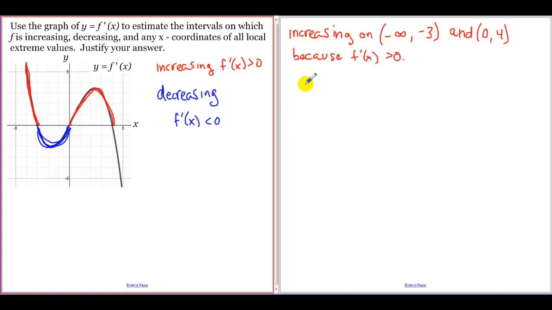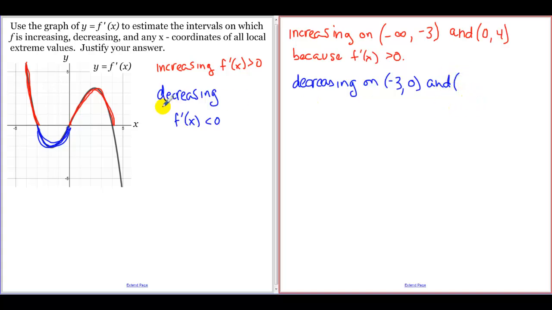So we're decreasing on our interval from negative 3 to 0 and from 4 to infinity. And again, justifying our answer: because f prime of x is less than 0. All right, now extreme values.